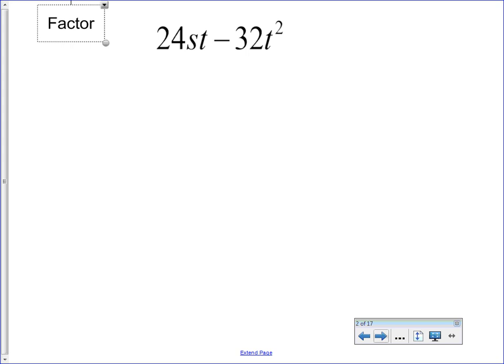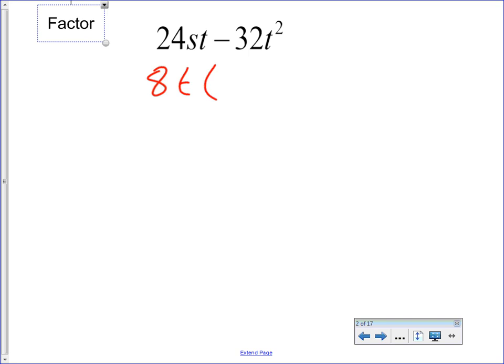It does not appear to be a difference of squares, but as always, the first step we should take in any of these problems is to factor out the greatest common factor. So what's the biggest number that divides into both 24 and 32? That's going to be 8. Both terms do not have an s, but both terms have 1t, so we can factor that out.